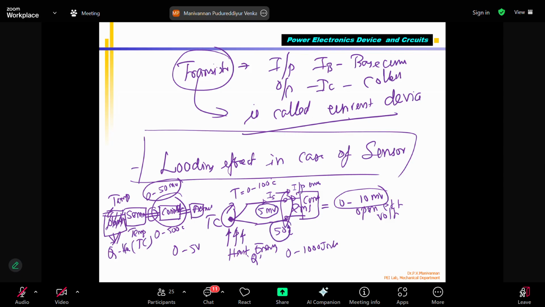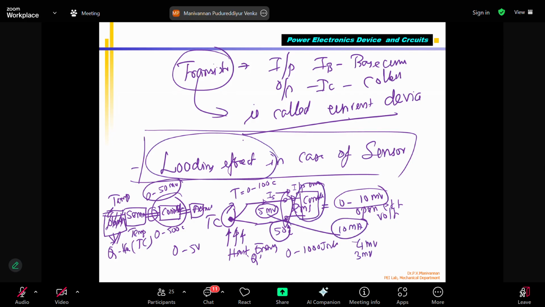For example, this controller takes 10 milliamps current. Please note that you may think 10 milliamps is a very small current. But as far as the thermocouple is concerned, if I draw 10 milliamps from it while it is producing 5 millivolts when the temperature is 50 degrees, the voltage will reduce to, for example, 4 millivolts or 3 millivolts. If I connect the controller, because the controller is taking current from the sensor, that is called the loading effect.